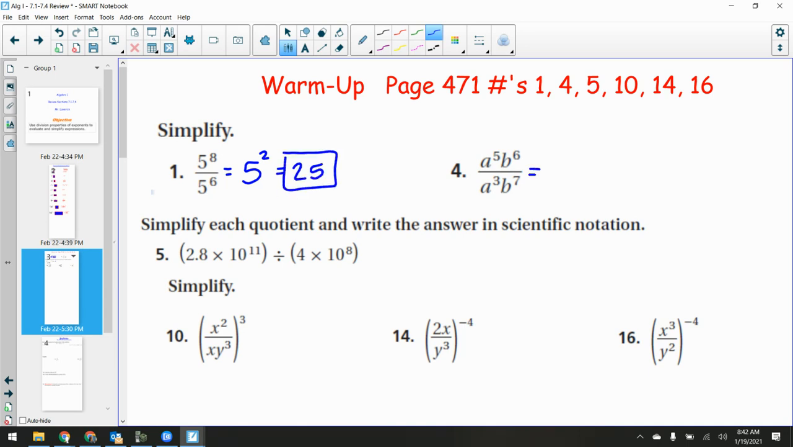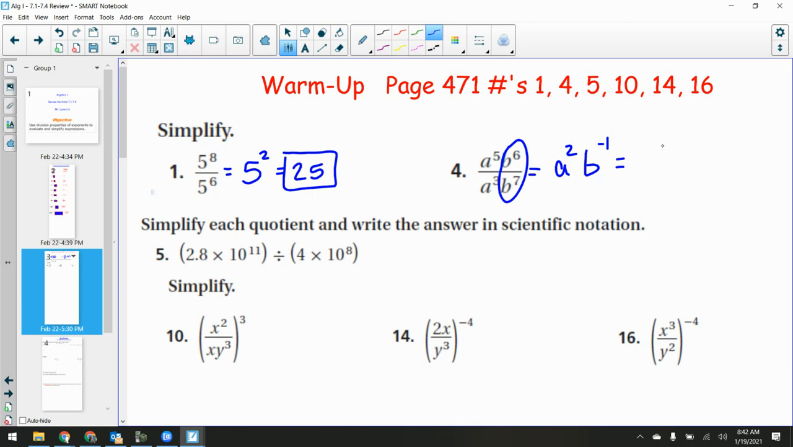Whatever bases I have, I'm just going to subtract those exponents. So for example, here I've got a to the 5th over a to the 3rd. Well, that would give me a squared, and then I've got b to the 6th over b to the 7th. What happens with that? It'd be b to the negative first. Good, and then what happens to it? You have to make the fraction. Remember, any negative exponent gets shipped to the denominator.